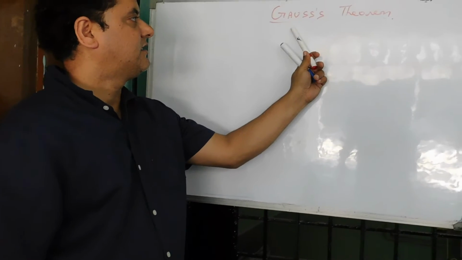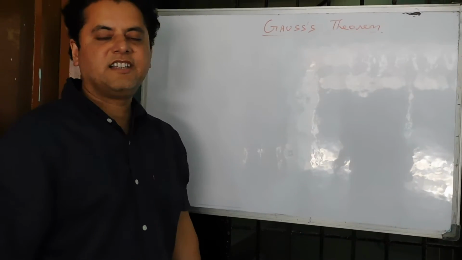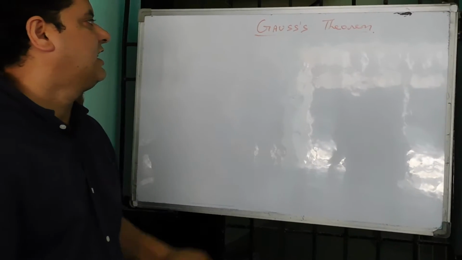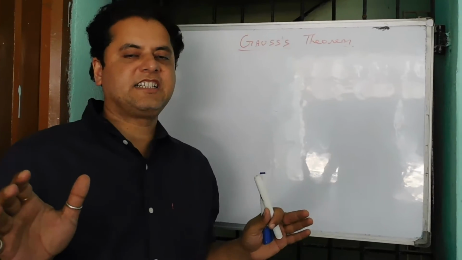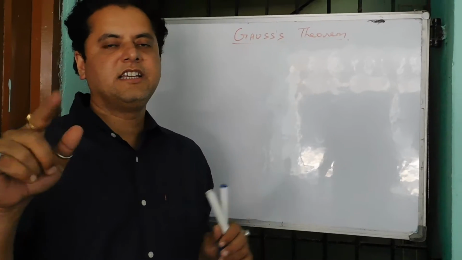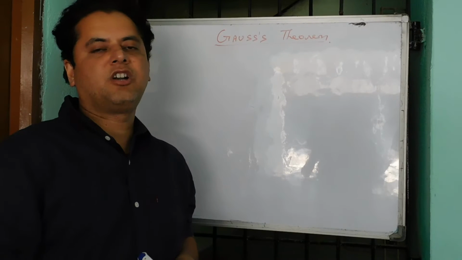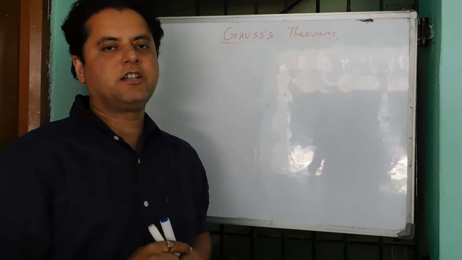Our next topic is Gauss's theorem. According to Gauss's theorem, the net or total electric flux phi is equal to 1 by epsilon naught times the total charge enclosed.